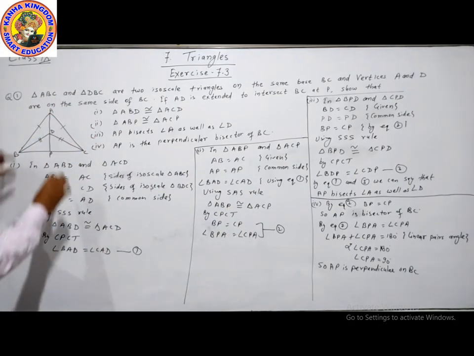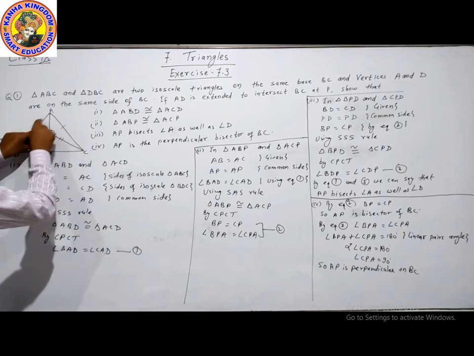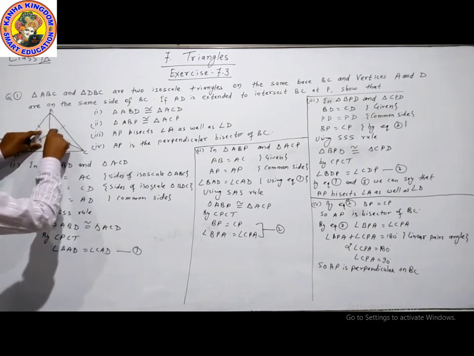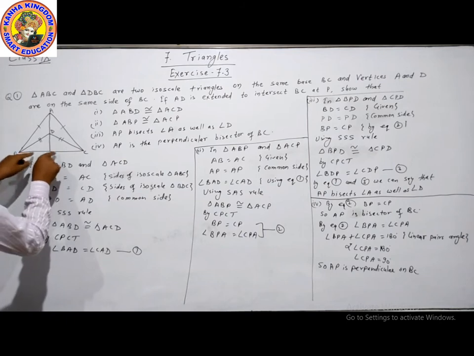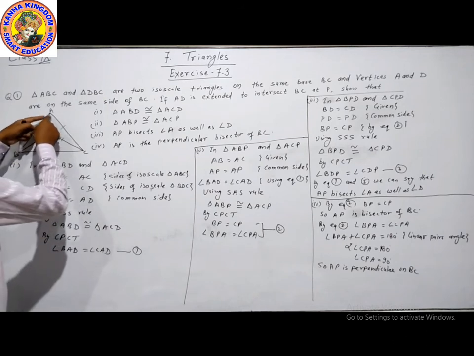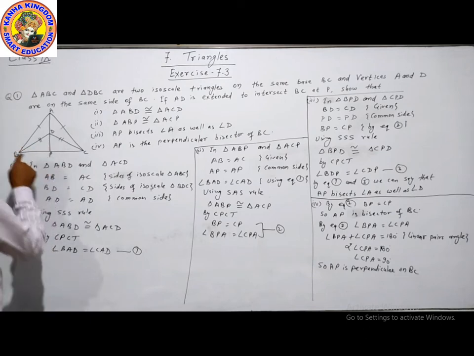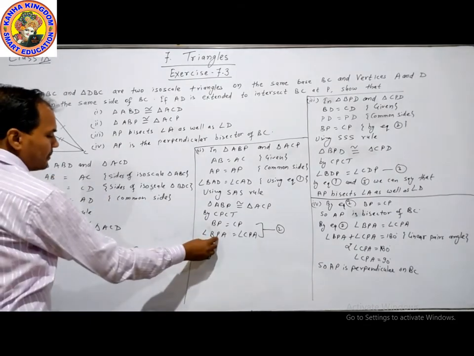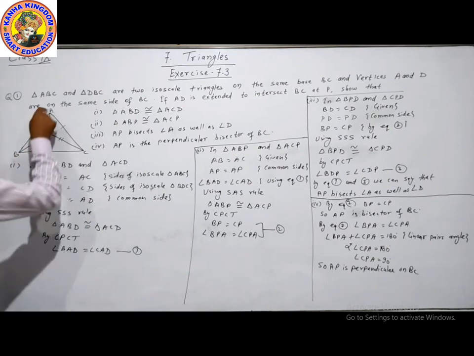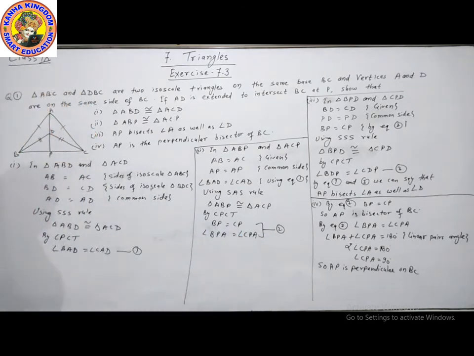By CPCT, this side is equal, this is our common side, so the third side is also equal. So BP and CP are equal by CPCT. Angle A and angle A are equal, so angle P and angle P are equal. So angle BPA and CPA are also equal. This is our equation number second.